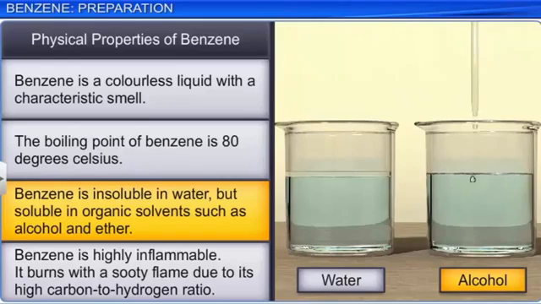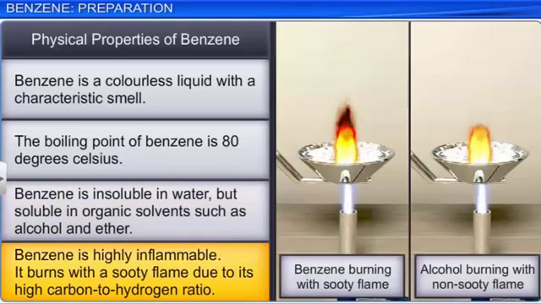Benzene is highly inflammable. It burns with a sooty flame due to its high carbon-to-hydrogen ratio. Thus, in general, aromatic compounds that produce sooty flames are distinguished from aliphatic compounds that produce non-sooty flames.